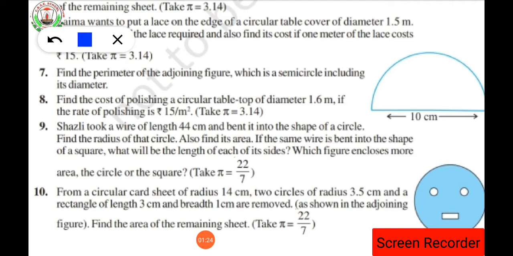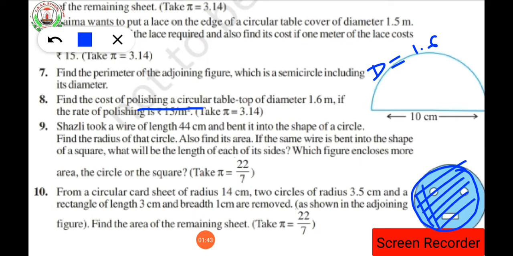In question number 8 it is said: find the cost of polishing a circular tabletop of diameter. What is the diameter given? 1.6, isn't it? A circular tabletop is given. Suppose this one is a circle. Okay, its surface is to be polished. Polish is done on the surface, not on the edges. So while doing the polish on the surface, it means we have to find its area. If it is talking about the boundary, fencing or the length, we have to find the circumference.